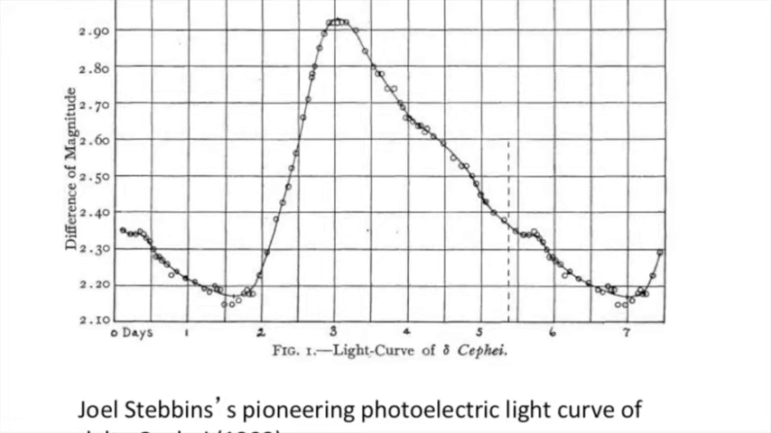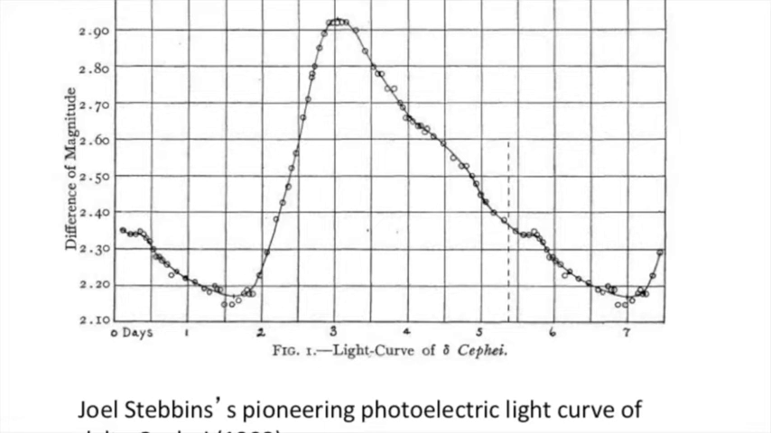Now, this is a good result from a good Midwestern astronomer. Joel Stebbins did observations in Illinois, later in Wisconsin, also in California, it must be admitted, later on still. And this is his pioneering photoelectric light curve of Delta Cephei, a 5-day pulsating Cepheid. The scale goes up toward magnitude toward the top, but it's really brighter at the top. It's just the definition of the difference in magnitude that he's using here.